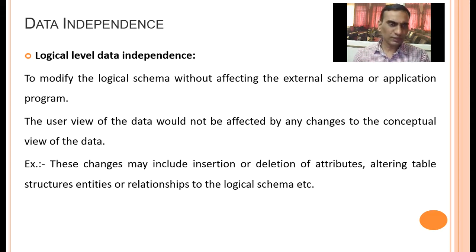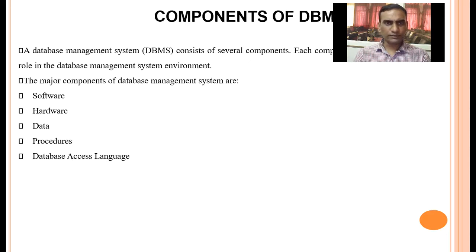So this happens because of this data independence. So all these 3 levels are completely independent from each other. So that's why we can modify them. The next point is components of data.